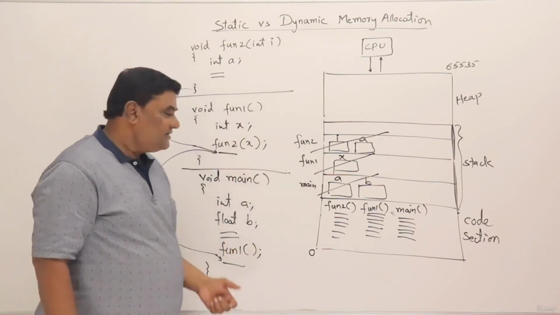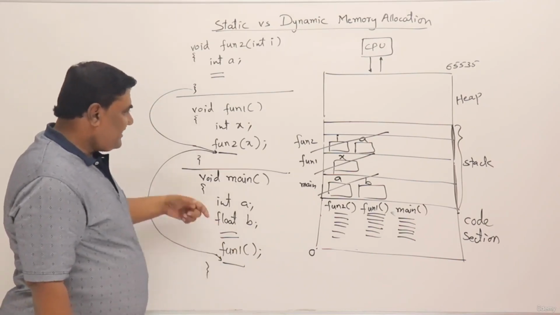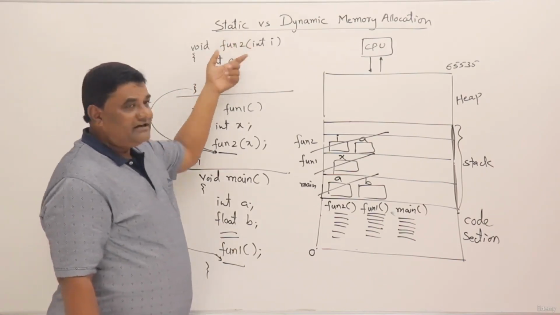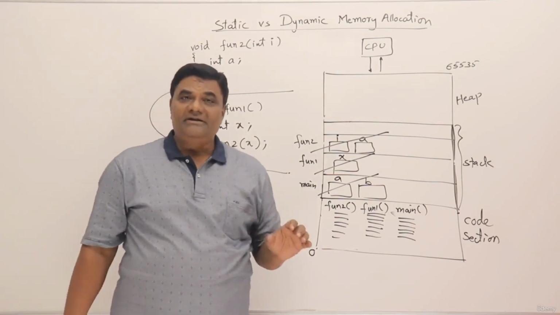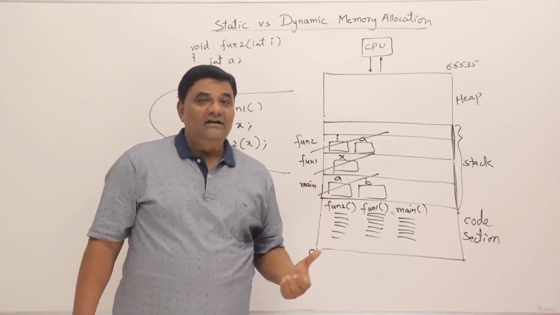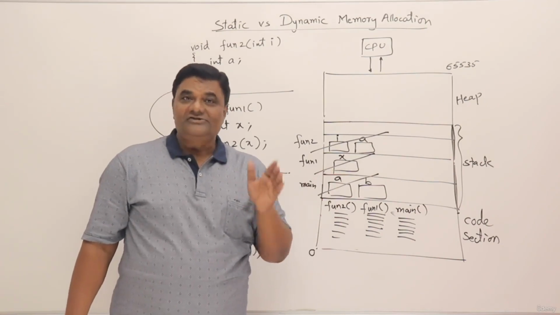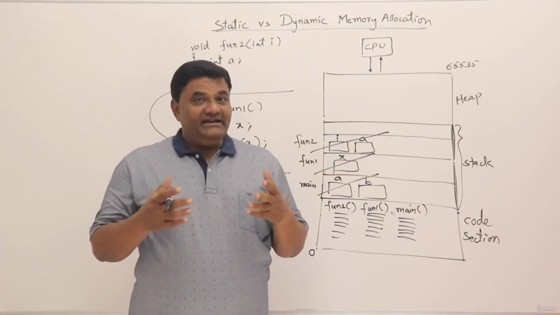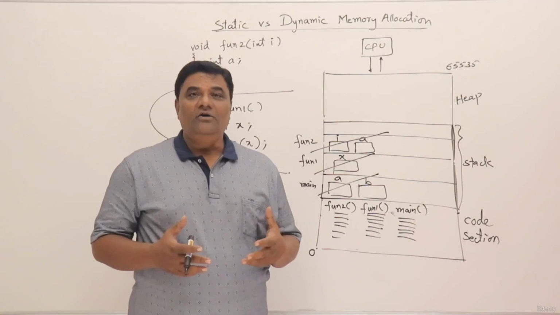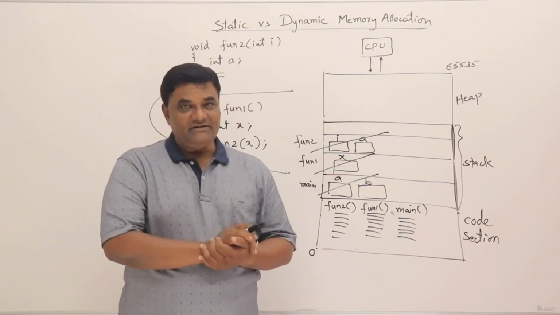So the conclusion is, whatever variables you declare in the program, or whatever parameters your functions are taking, for all of them memory is allocated inside the stack and it is automatically created and automatically destroyed when the function ends. Now next we'll talk about heap and see how memory is dynamically allocated from heap.